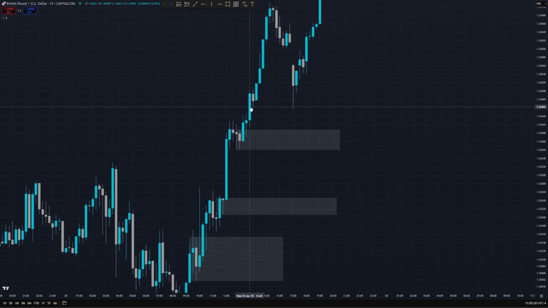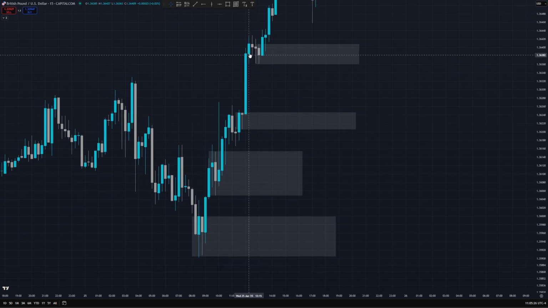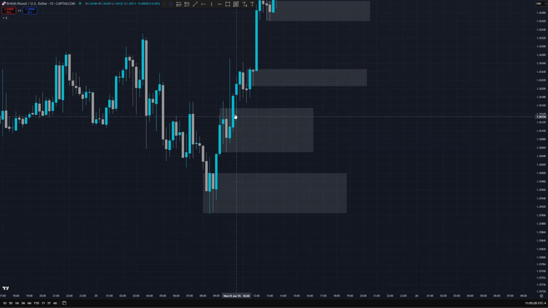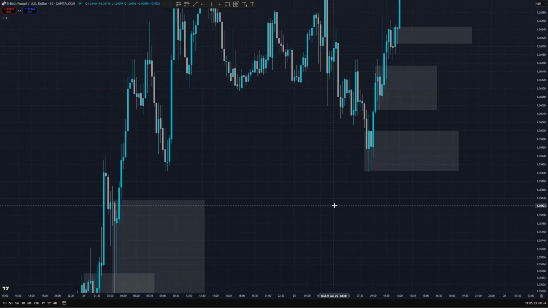It hasn't really. It's left a gap here, but it's flat three candles after. Whereas this one, straight away. This one, same thing, no gap. This one, left a gap.